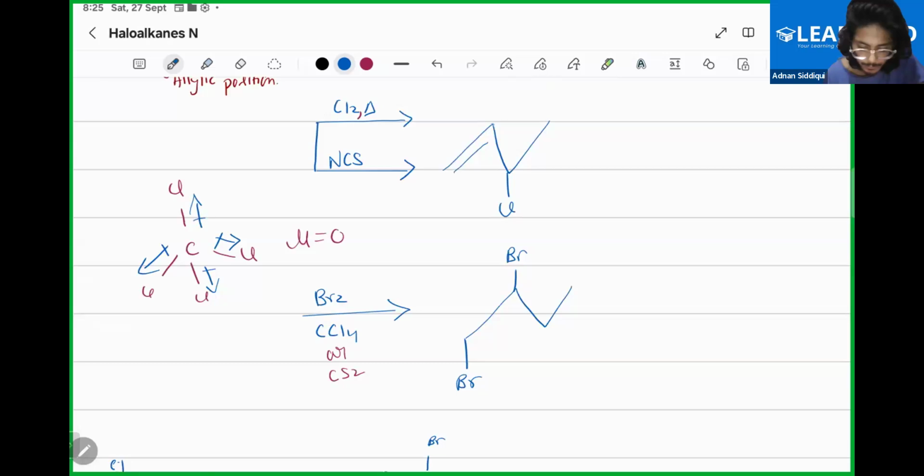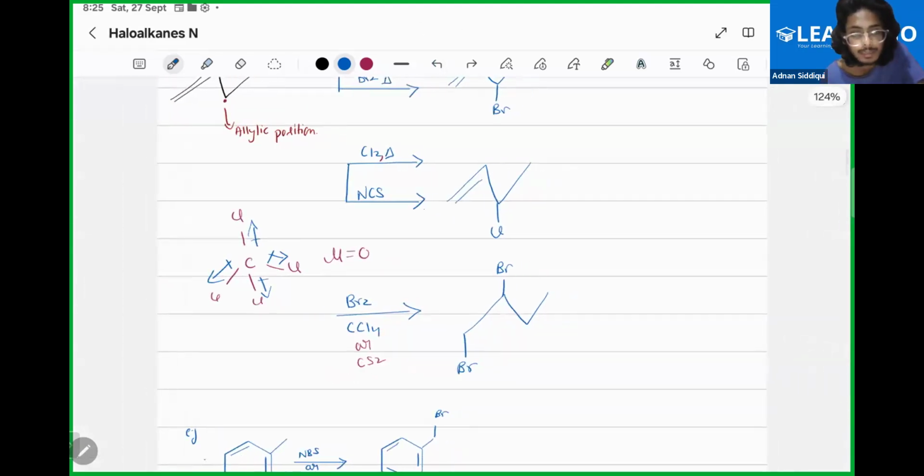Here you have the double bond, right? A halogen will come and simply add like this, and this double bond will be removed. Why is this double bond getting removed? Because carbon cannot form more than 4 bonds. Is it making sense? I am going to ask you some questions on this specific topic, so you should get clear.